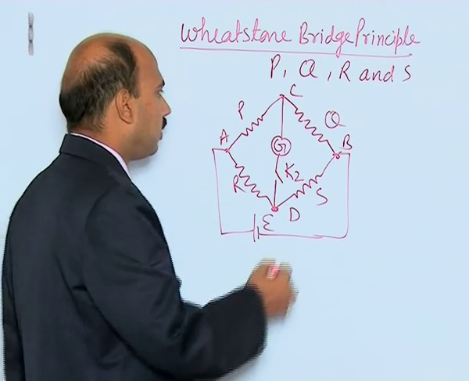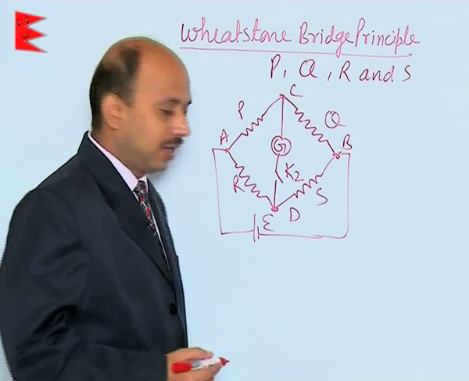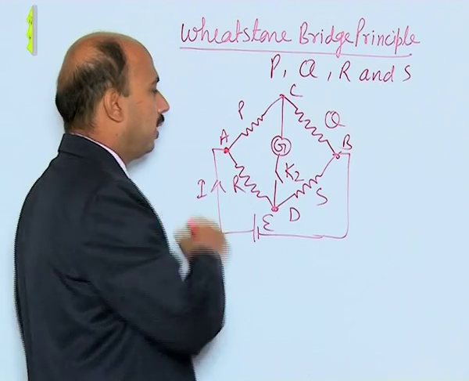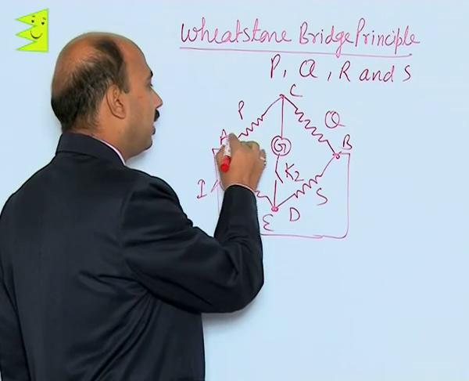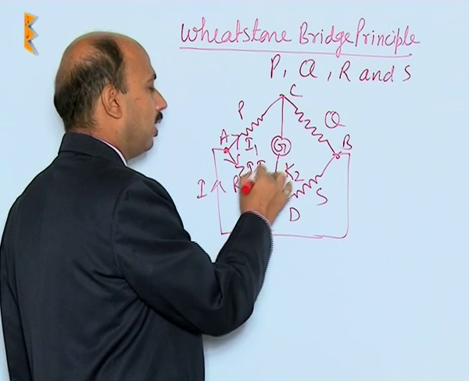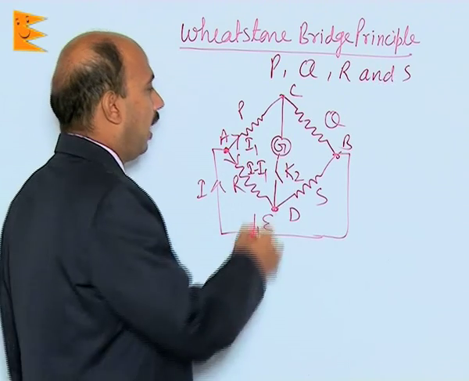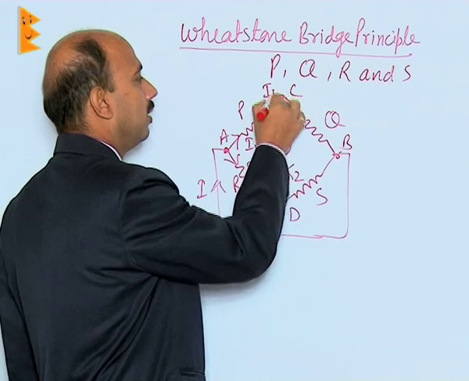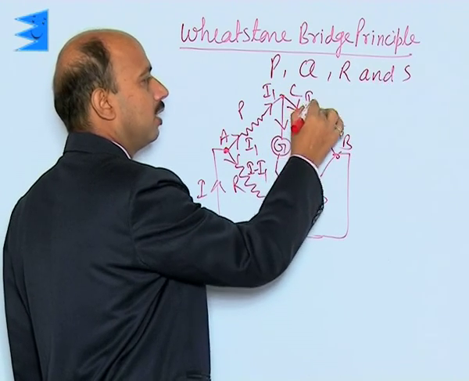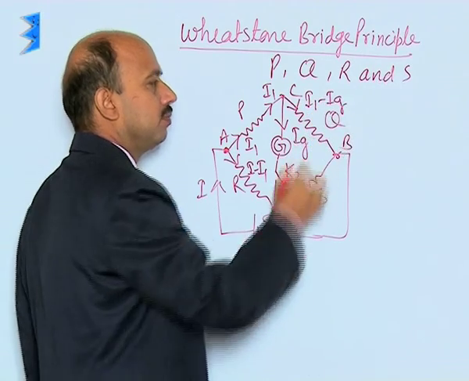So now we can take the distribution of current. Suppose current I is coming from the cell, this is the junction point here. We can take current I1 to this side. So this side is I minus I1, and here it is coming I1. Through the galvanometer it is going Ig. So this side it is I1 minus Ig.